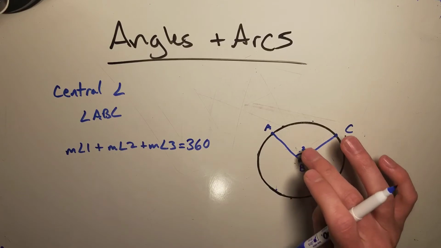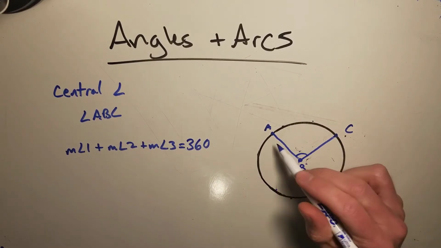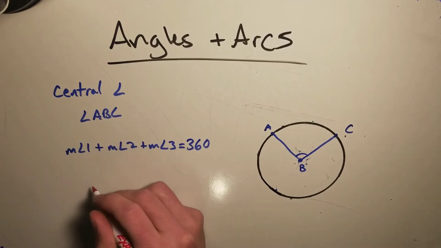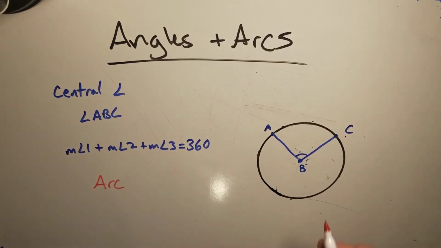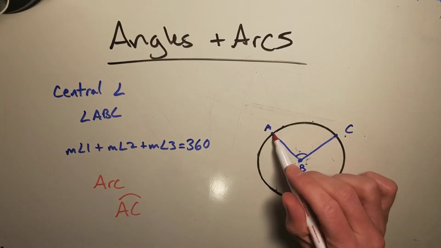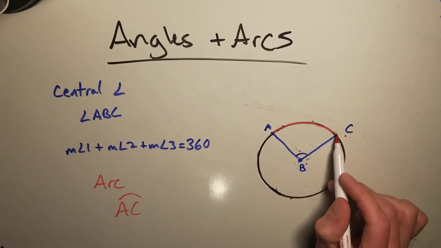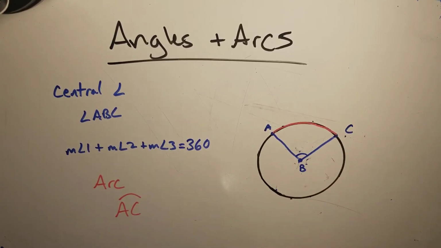Whenever you make a central angle, the two points that you intersect at, A and C here, also form what we call an arc. It's going to be the arc of the circle. So an arc, we'll say arc AC, which would be notated like this, is part of the circumference of the circle. This red part right here. So that part of the circle, we call that an arc.